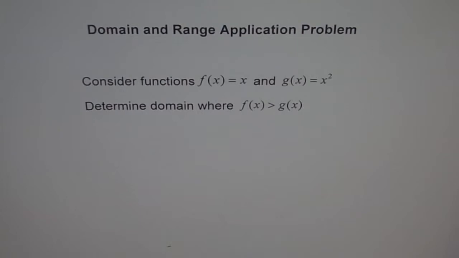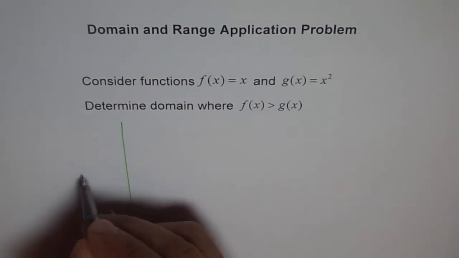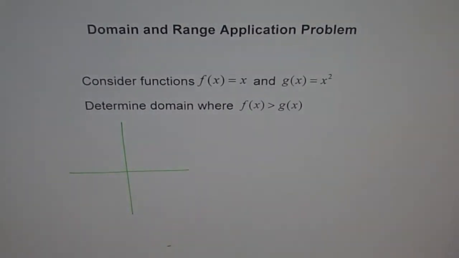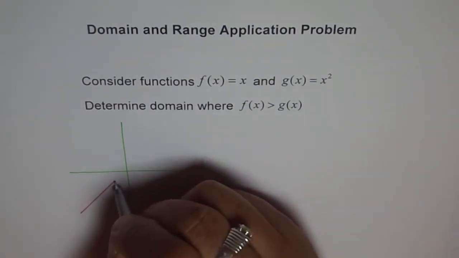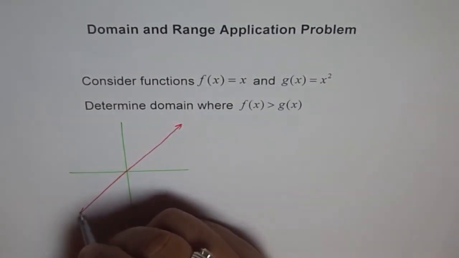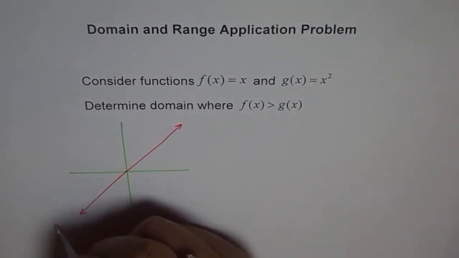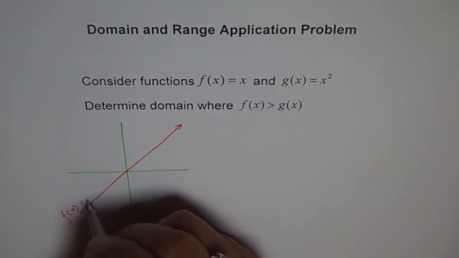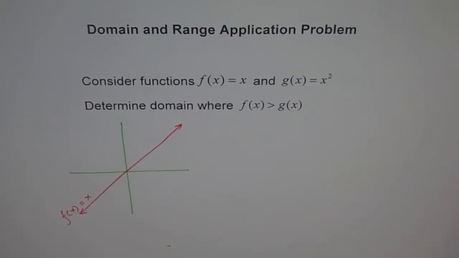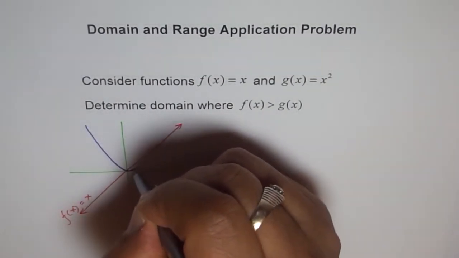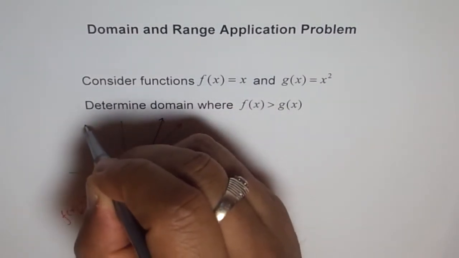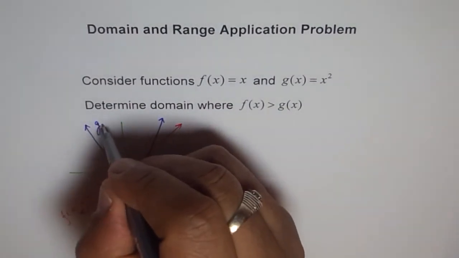Okay, so to understand it, let's try to sketch it first. So what is f of x equal to? f of x equals a straight line x, right? So let's draw this. Let's say this is our f of x. Correct. Now what is g of x? g of x is a parabola, x squared. So it's a basic parent function. So let's draw this basic parent function. So this is our g of x, okay?